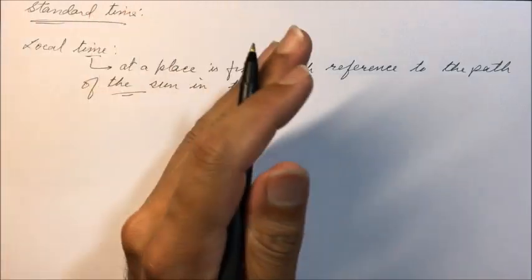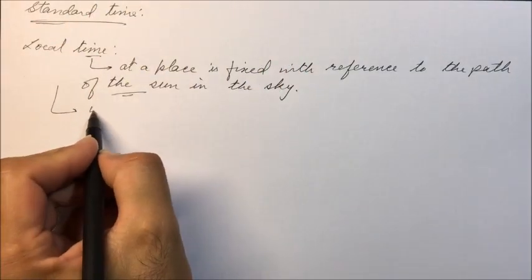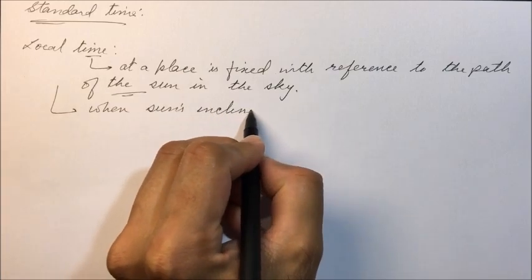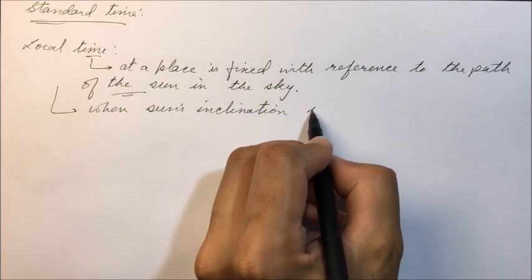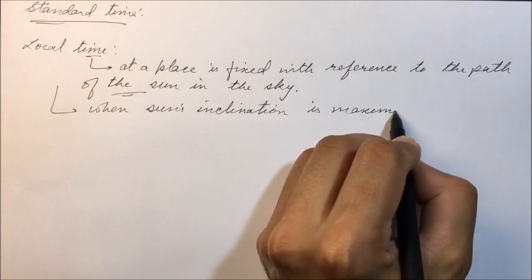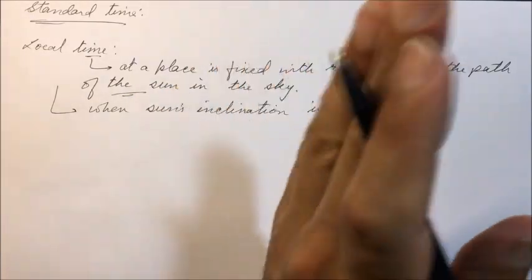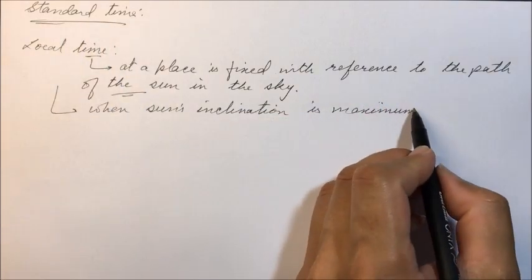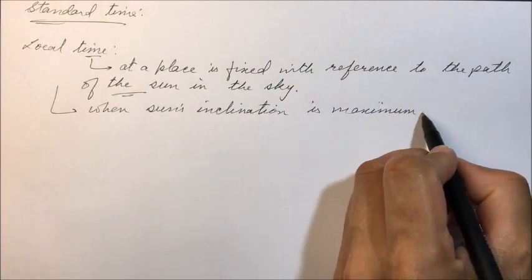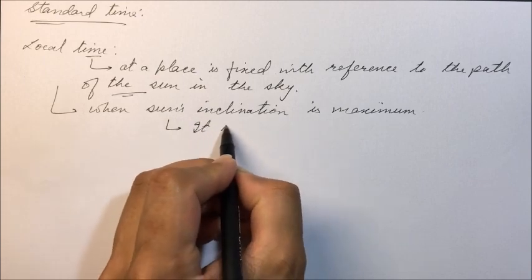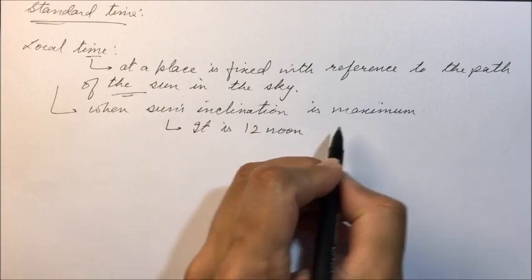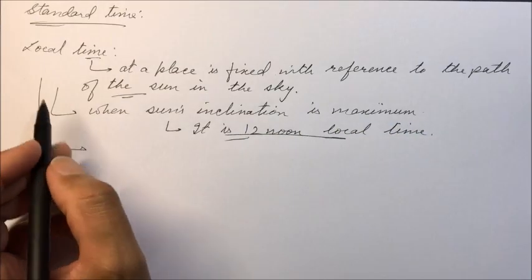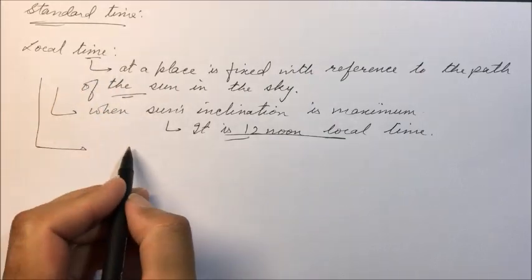So when the sun's inclination is maximum, that is, the angle the sun is making with the surface of the earth is maximum at the particular place, at that time it will be noon. So at this time, it is 12 noon local time.